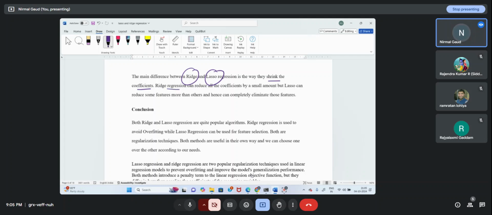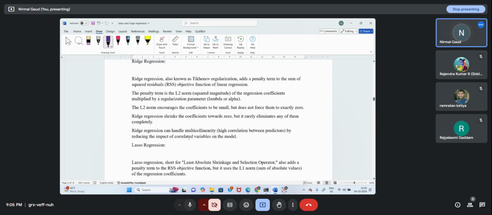Ridge can reduce all the coefficients by a small amount. It can reduce the value, but Lasso can reduce some features more than others, and hence it can completely eliminate those features. Ridge reduces the impact, but Lasso can completely eliminate the feature itself. That is what is called feature selection.